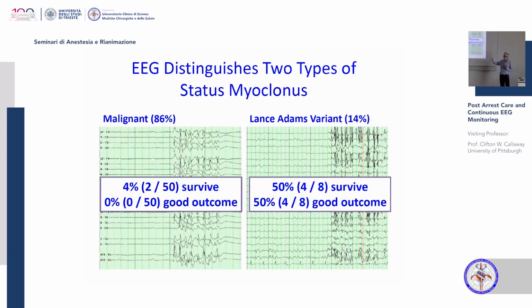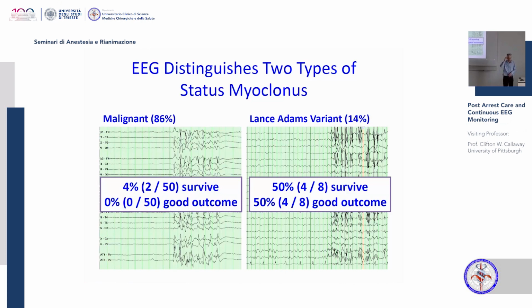In our hospital, the malignant pattern rarely results in survival and never in good outcome. But the other pattern, 50% of those people awaken and can have a good outcome. It's not guaranteed. Some of those people are devastated and have tracheostomy, feeding tube, never regain function. But it's a big difference, 50% and 0%.